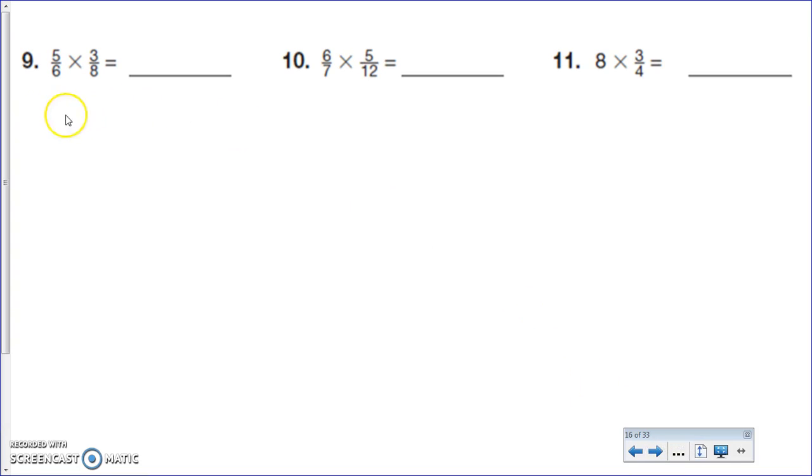Continuing with our multiplying, we're going to do 9 through 11. So we have 5/6 times 3/8. If we look at the cross-simplifying, 5 and 8 can't simplify. 3 and 6 share our greatest common factor of 3, so we're going to divide both of those by 3. Now we have 5/2 times 1/8, so 5 times 1 is 5, 2 times 8 is 16, and 5/16 cannot be simplified.